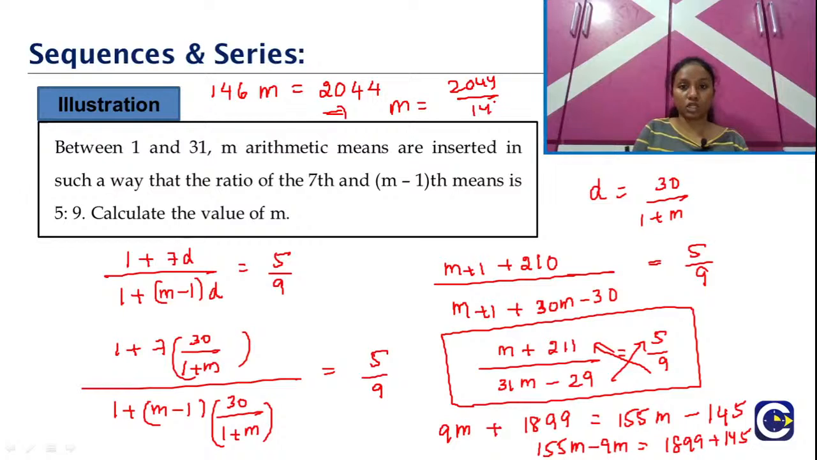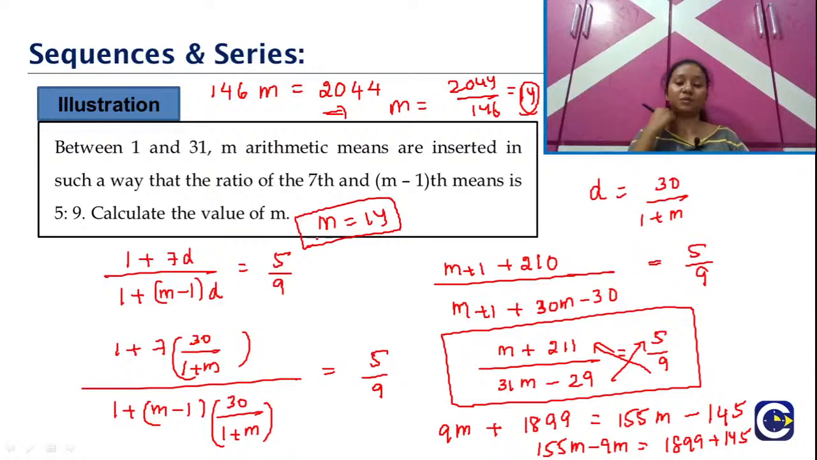So m here will be equal to 2044 divided by 146, which gets cancelled to 14. So the m value, the unknown which we had to calculate, the number of arithmetic means inserted between the two numbers 1 and 31, is 14. That means 14 arithmetic means have been inserted between the given two numbers 1 as well as 31. I hope you guys are clear with this question. We just have to substitute D here in order to get the entire equation in terms of m, which is the unknown we have to calculate.